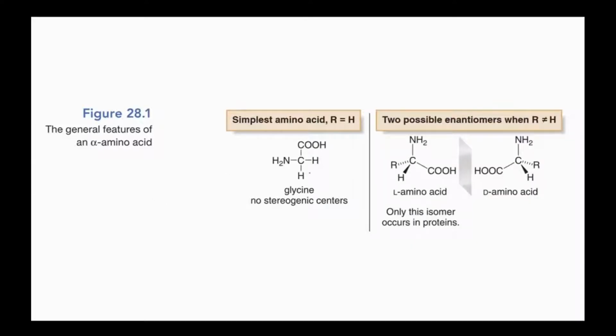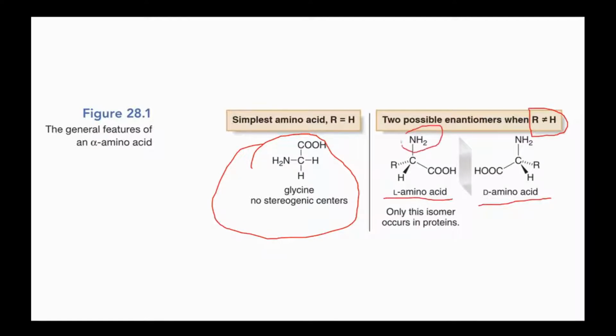This is the simplest amino acid, glycine, which is achiral. It does not contain any stereocenters, and R is equal to H. There are 2 possible enantiomers when R is not equal to H, which is this case. So this is the D amino acid and this is the L amino acid. If you look at this one, this is the NH2 group and this is the acid group, and these are L amino acids and these are D amino acids. Only this isomer occurs in protein. So proteins contain L amino acids.